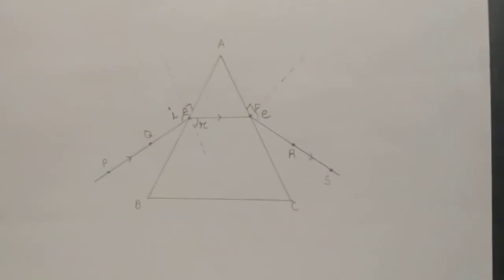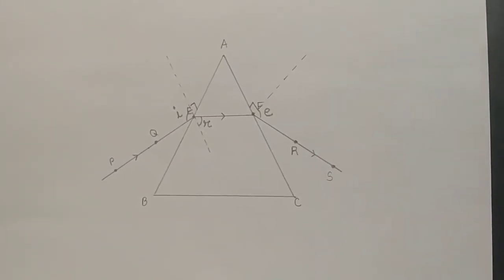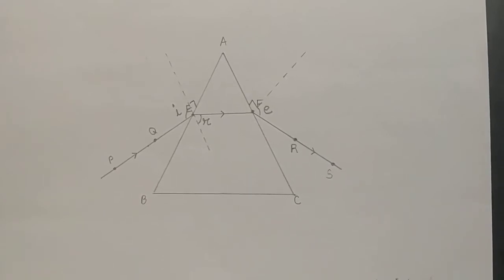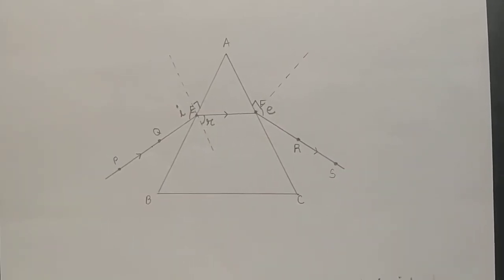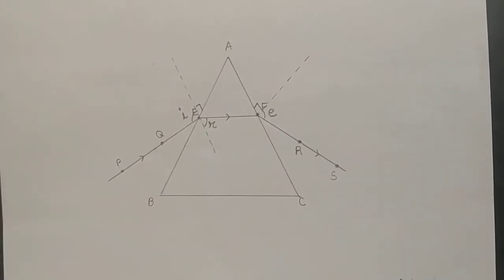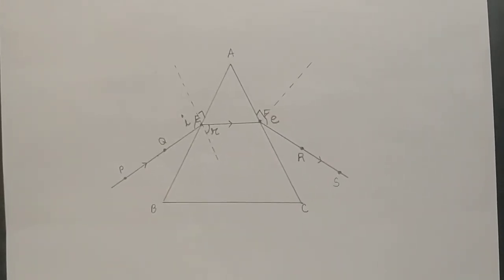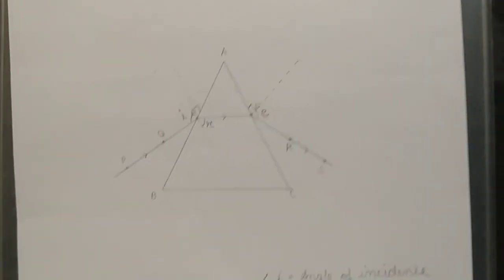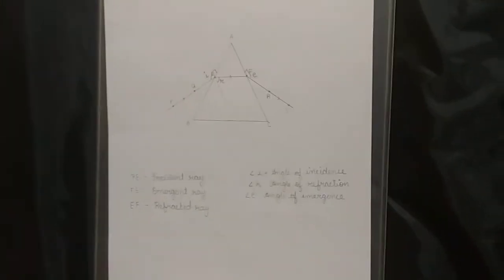Draw a triangle, then first the ray PE, and the point Q, and then again the ray FS, which is called the emergent ray, and between E and F you should join. Then make two perpendiculars, and then form the angles i, e and small r. At least this much you should do. Now we'll see in the book what they have told us.